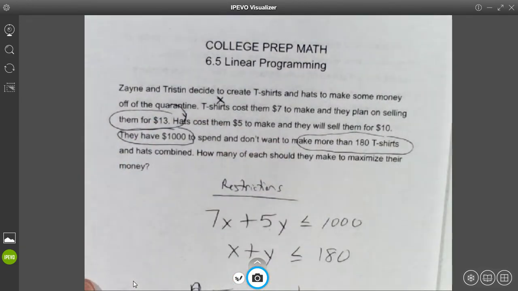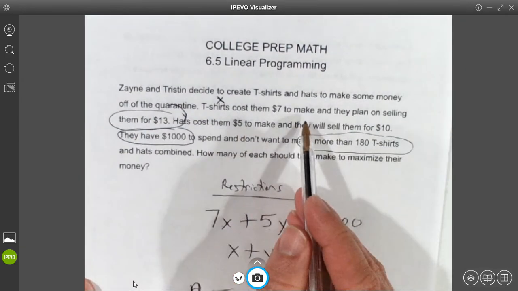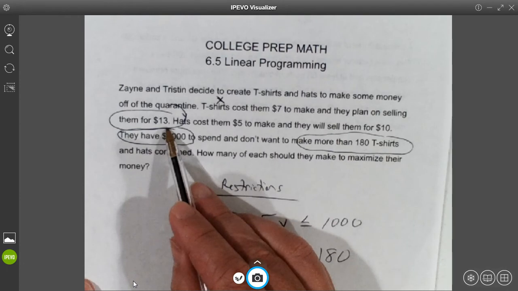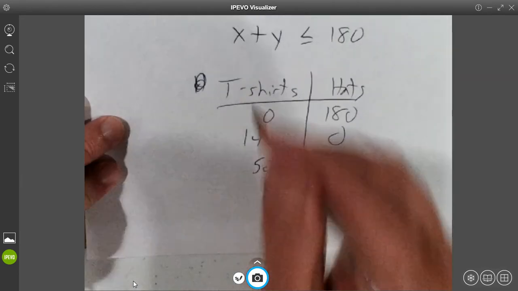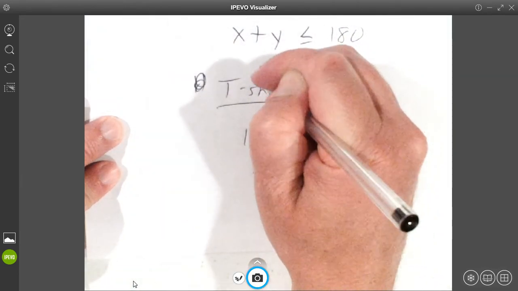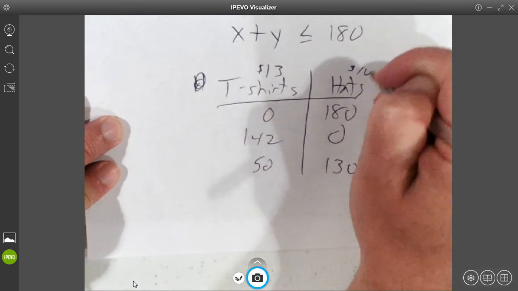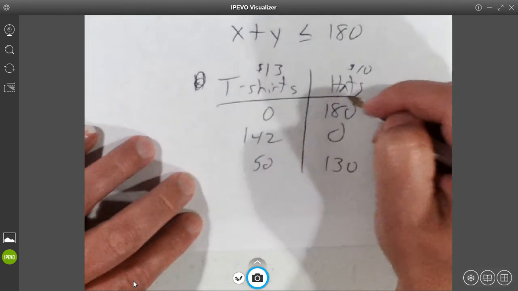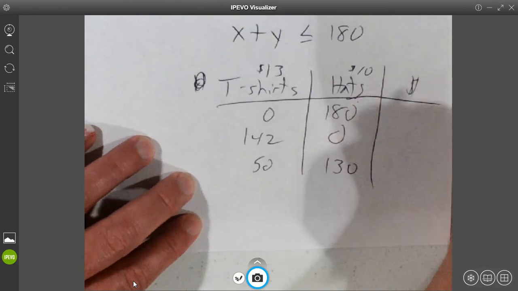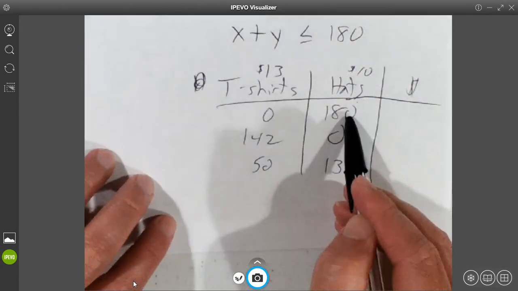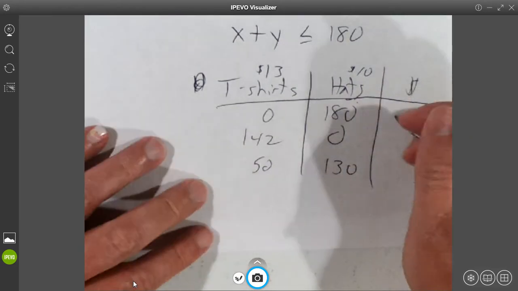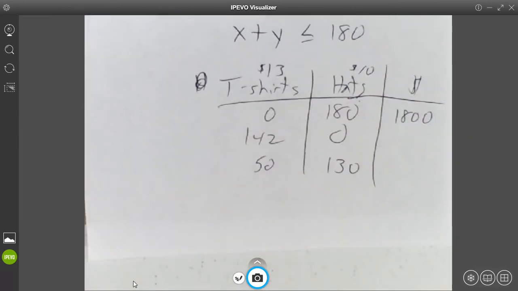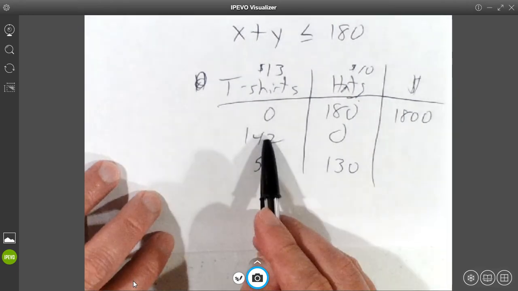They're going to make $13 per t-shirt, and they are going to make $10 per hat. So I'm just going to jot that down here. T-shirts, they're getting $13 for every t-shirt, and $10 for every hat. So I'm going to make a third column here. How much money are they going to make? Well, if they make nothing but hats, they make 180 hats and sell them for $10 a piece. That's $1,800.